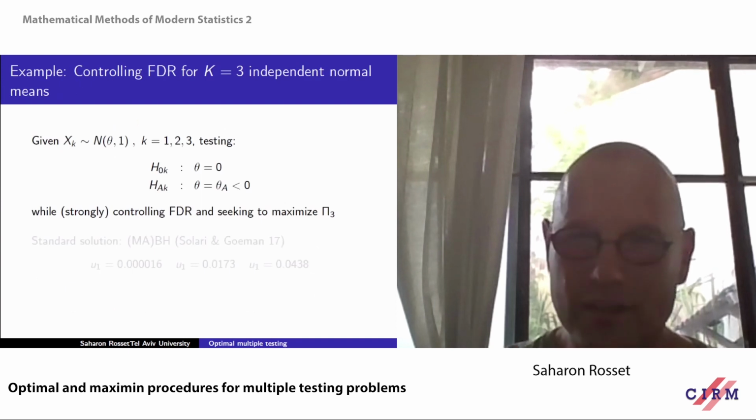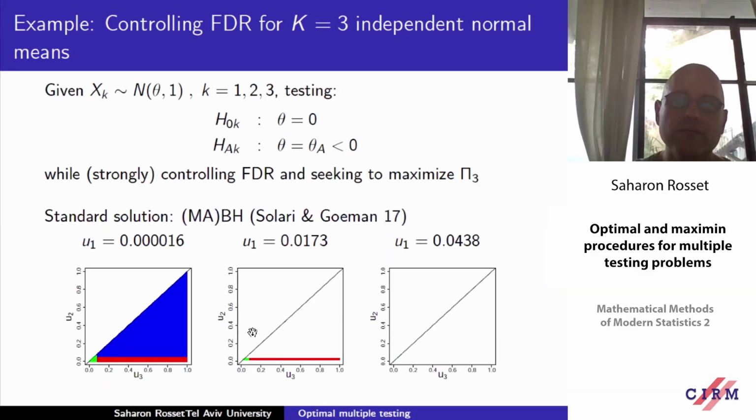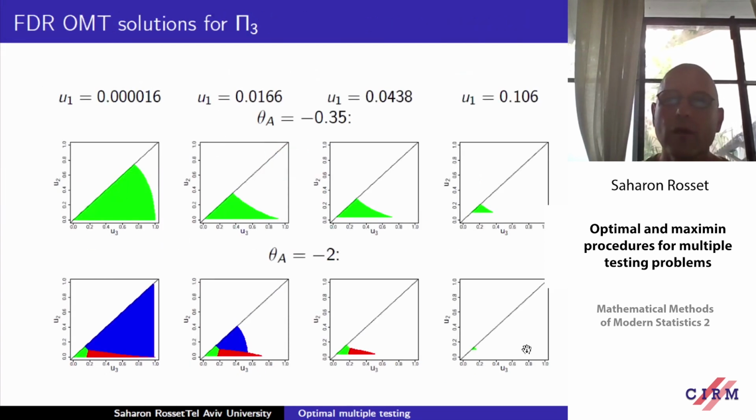Next, we're going to look at the same thing for false discovery rate. For false discovery rate, the gold standard is Benjamini-Hochberg. I'm showing here what's called minimally adaptive BH, from a paper by Solari and Goeman. This is the well-known Benjamini-Hochberg rejection region. We see that minimally adaptive BH would still make rejections when all three p-values are around 0.04. So here there's again a tiny green dot. This is what the optimal solutions look like.